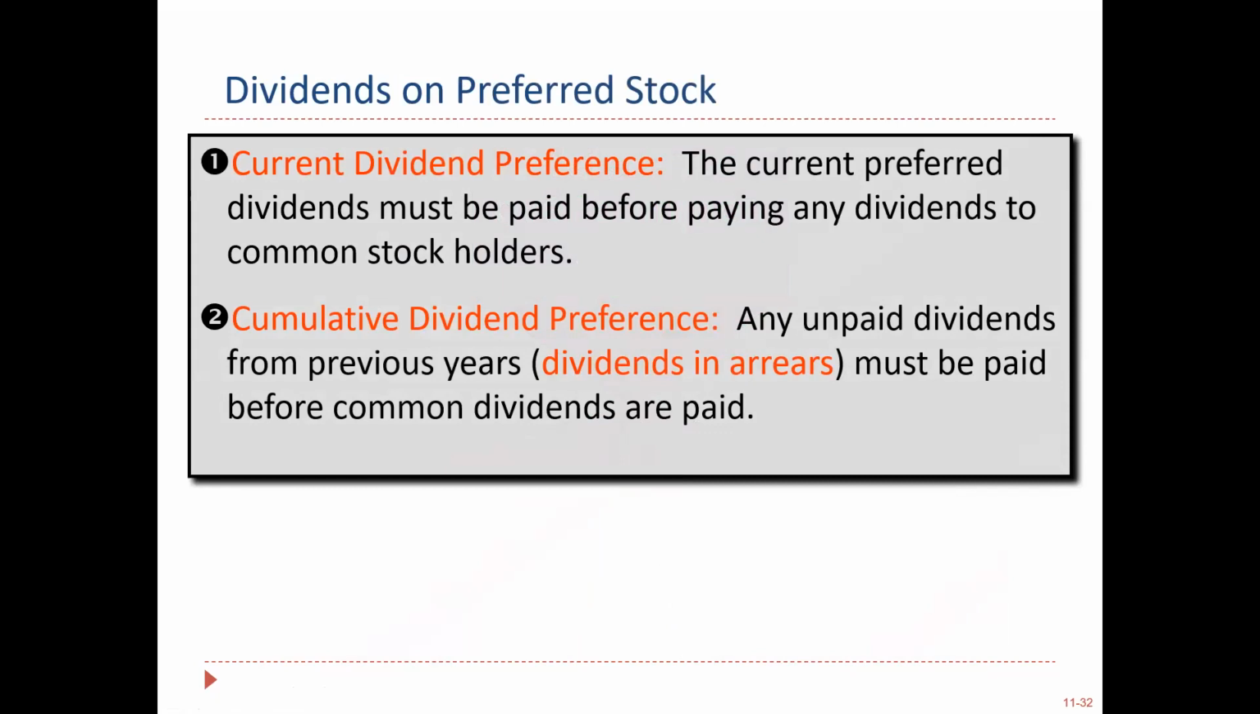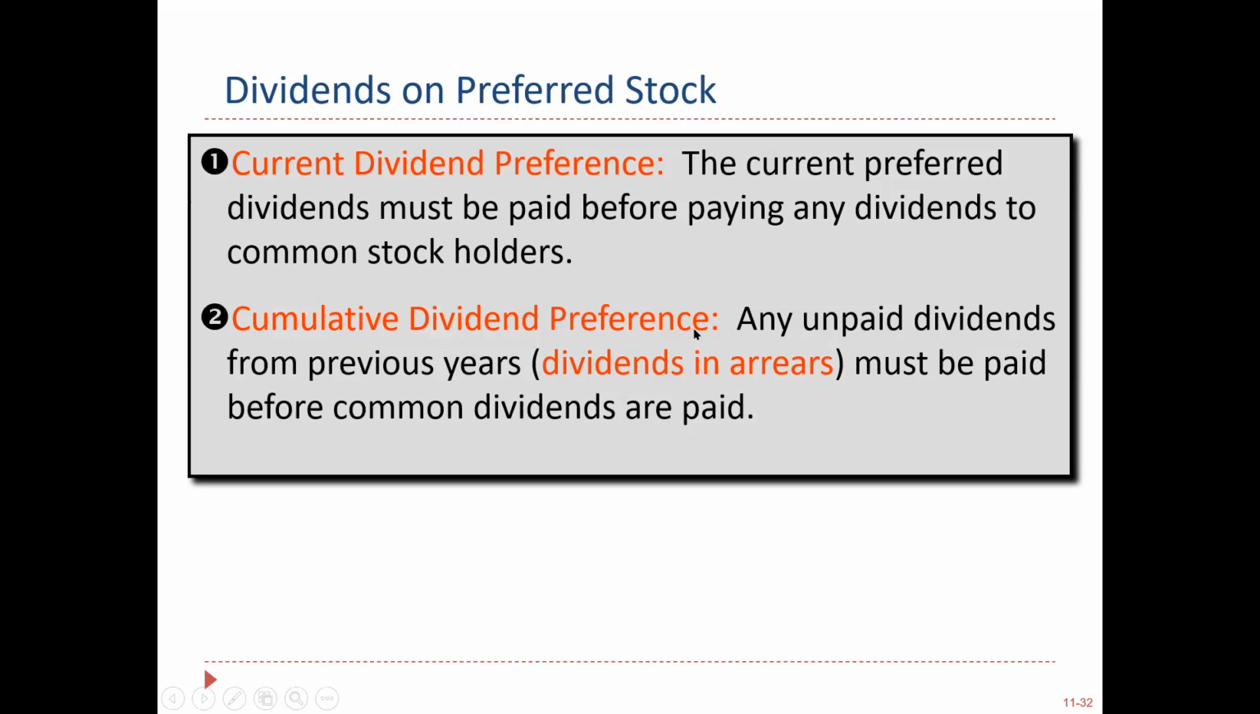So let's take a look at a couple of things here. You buy preferred stock, and there are two different categories here that you really must understand. You have the current dividend preference. The current preferred dividends must be paid before any dividends to the common stockholders, okay? The problem with a current dividend preference is you will only get a dividend paid for the current year. If the company does not pay a dividend in 2019, 2020, and now they're paying in 2021, you're not going to get 3 years of dividends backed up. You're just going to get 1 year for this year.